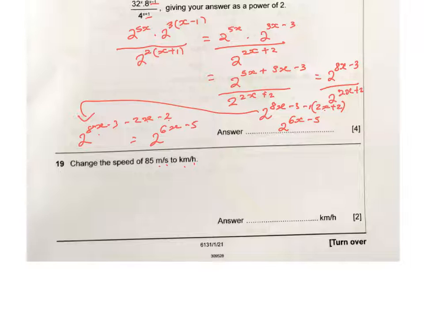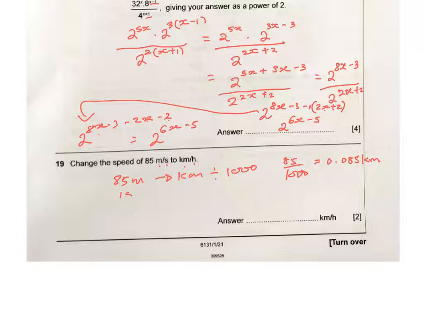Now, how many meters do you have here? You have 85 meters. So you need to convert this to kilometers by dividing by 1,000, because in 1 kilometer we have 1,000 meters. If you do that on the calculator, 85 over 1,000 gives me 0.085. This will now be my kilometers. How many seconds are here per second? This means just 1 second.